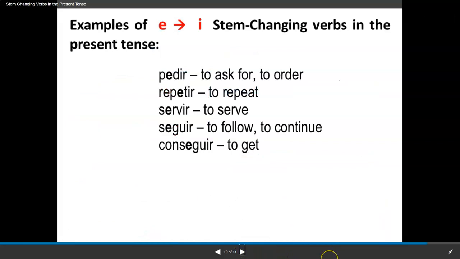Here are some examples of E to I stem changing verbs in the present tense. Pedir, to ask for or to order. Repetir is to repeat. Servir is to serve. Seguir is to follow or continue, and conseguir is to get. Okay. And notice where the E's are highlighted. So this is where I would change this one. I change in repetir. The I changes here. That second E, I know that one's kind of confusing, but it's in the second E only. Servir, conseguir, look at the E and the E there as well.